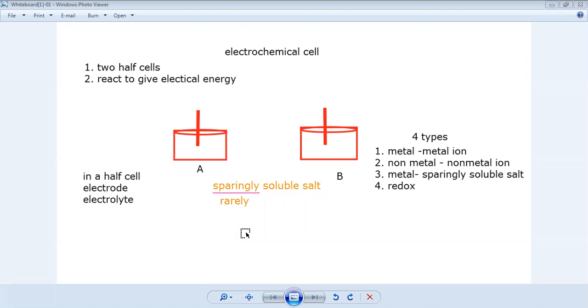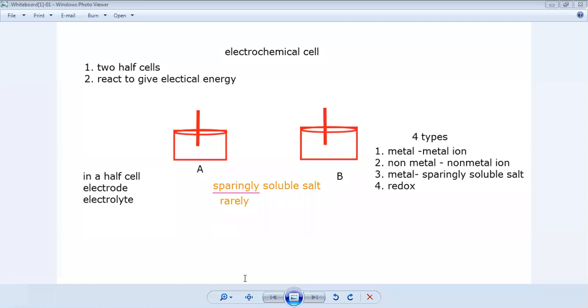We add a solution. You have to give me the name of the solution. When we add it, a white precipitate comes. Then you confirm that yes, chlorine is present. So what is that solution which you add for confirming the chlorine? AgNO3. AgCl is formed. So AgCl is a sparingly soluble salt.